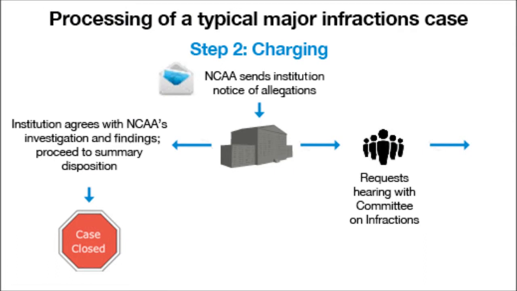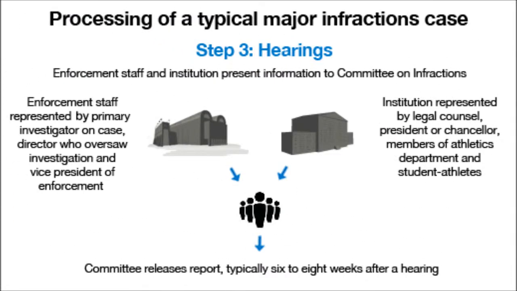The NCAA then sends the institution a notice of allegations. If the institution agrees with the allegations, they proceed to summary disposition or a determination made without issuing a legal opinion, and the case is closed. If the institution does not agree, they proceed to the next phase.